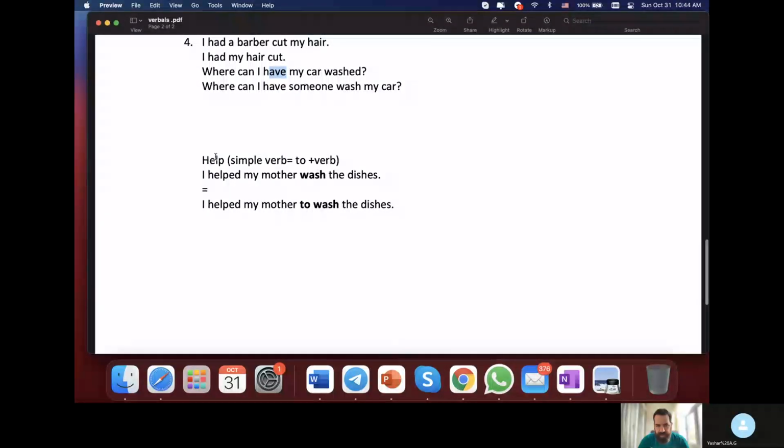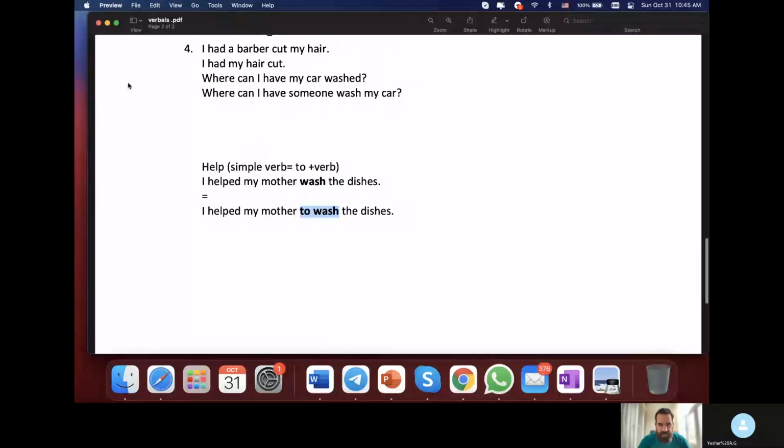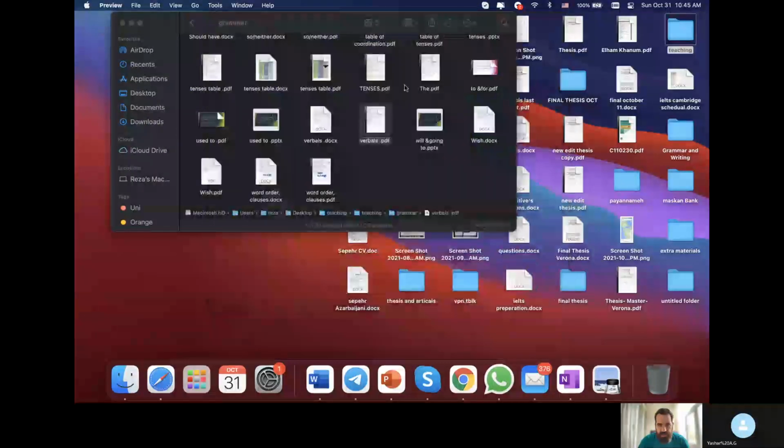We have the verb help. With help, you can use both bare infinitive and infinitive. Bare infinitive is a little bit more formal than this. So I help my mother wash the dishes, or I help my mother to wash the dishes. So this is just an introduction. I send it to you.